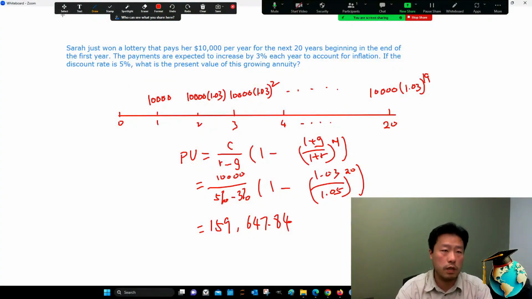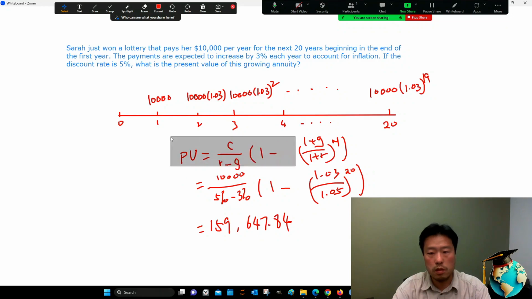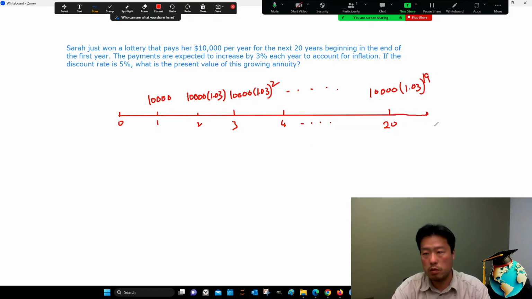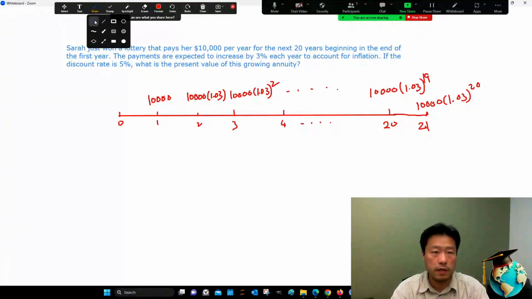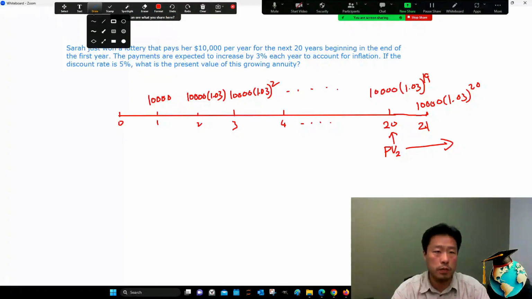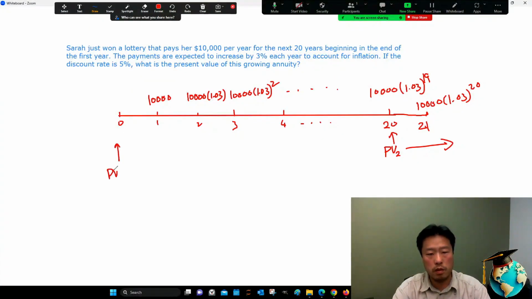Another way to do it is to find the difference of the two perpetuities. So first we can just delete this, and then we can add one more year. The last year is 21, and that would be $10,000 multiplied by 1.03 to the power of 20. The purpose of adding this cash flow is to find the present value of the perpetuity PV2 starting from year 21 until forever.